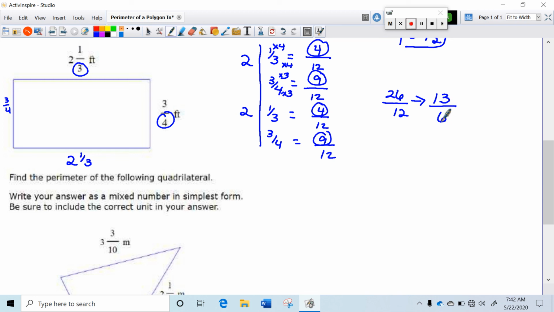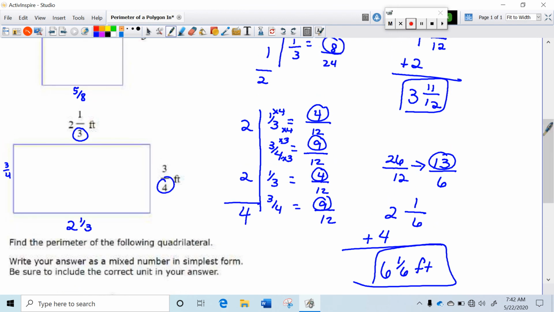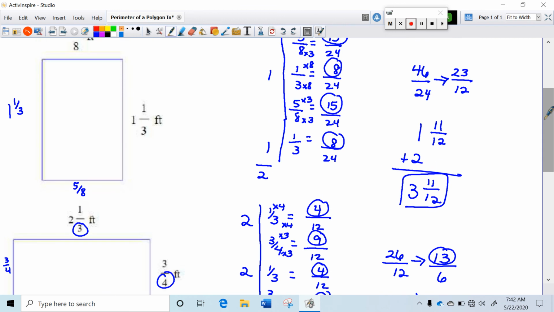Okay. 6 goes into 13 2 times. You keep the denominator the same. Now let's figure out what that is. 6 times 2 is 12, but we had 13, so we had 1 extra. The extra goes up top. Now we do the whole number part. 2 plus 2 is 4. You add that to the fraction that you came up with, and it's 6 1/6 feet. I don't think I need to put my unit of measurement up with the last one. It is also feet.